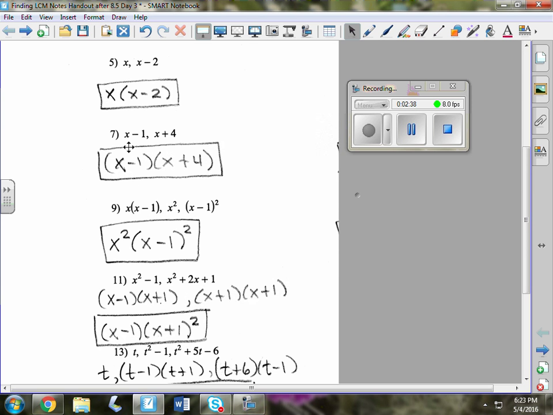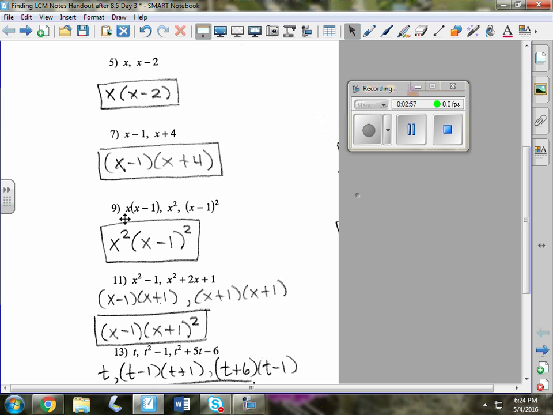We've got the same thing here. We've got x minus 1 and x plus 4. But these are hooked together with addition or subtraction, so they have to act as a unit. And so we'll have x minus 1 and x plus 4 multiplied together, and that makes up our common denominator.